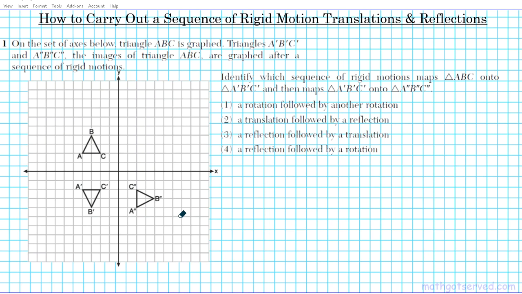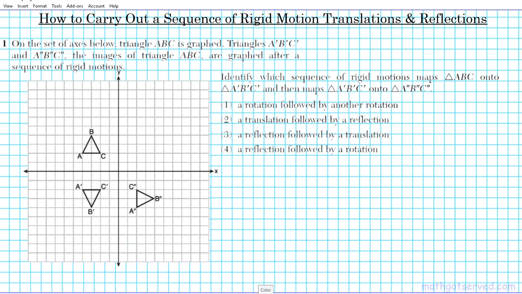Question: identify which sequence of rigid motions maps triangle ABC onto A prime, B prime, C prime, and then maps A prime, B prime, C prime onto A double prime, B double prime, C double prime. So what we're going to do is take a look at each of these rigid motion transformations and see which one will accomplish going from this first triangle to this triangle, and then from this triangle to this triangle right here.